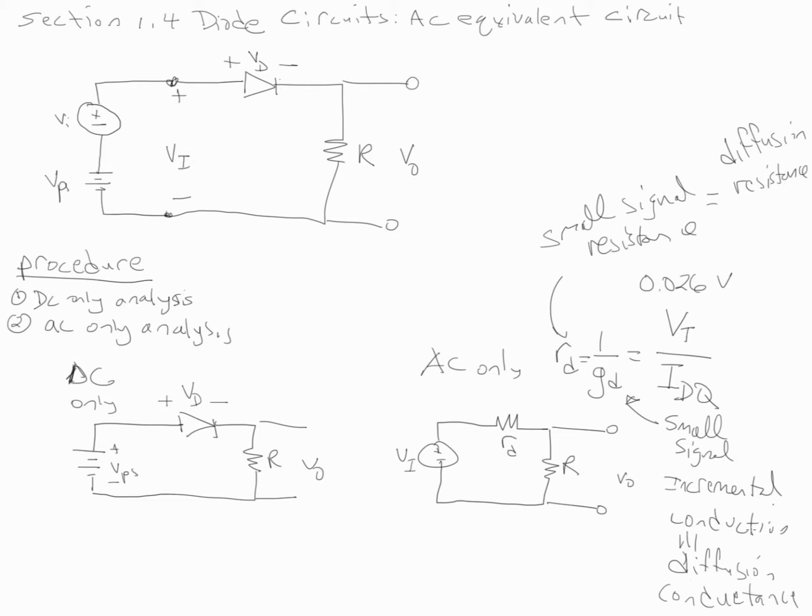Okay, and so this IDQ is the current, they call it the DC quiescence current, and that's this current here, IDQ. So you have to do the DC only analysis to figure out what this resistance is in the AC circuit, which is basically your thermal voltage over IDQ, and you got IDQ from the DC circuit.